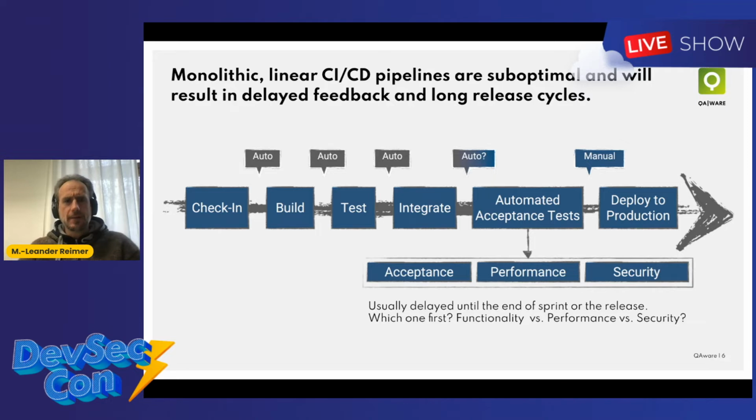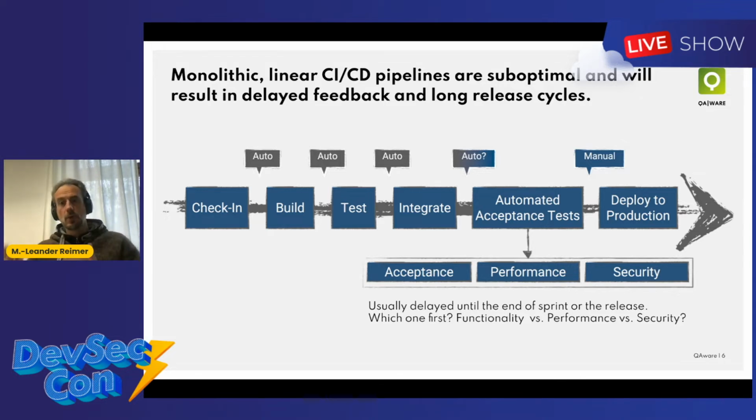And what I see out there is that many teams start to build those monolithic, linear CI/CD pipelines, but they're super suboptimal, and they result in delayed feedback and long release cycles. And all those good tests, right? The security tests, those dynamic tests, the performance tests, the acceptance tests, they're super late in those pipelines. They usually reside in flaky pipelines, in long-running pipelines.